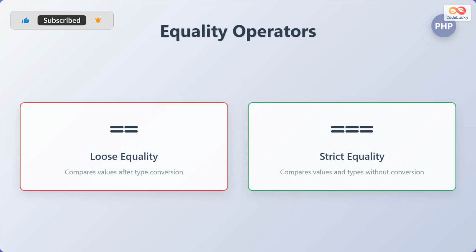Let's examine equality operators in PHP. There are two main types: loose equality, represented by 2 equals signs, and strict equality, represented by 3 equals signs. The loose equality operator checks for equality after performing type conversions, while the strict equality operator checks for equality without any type conversion.